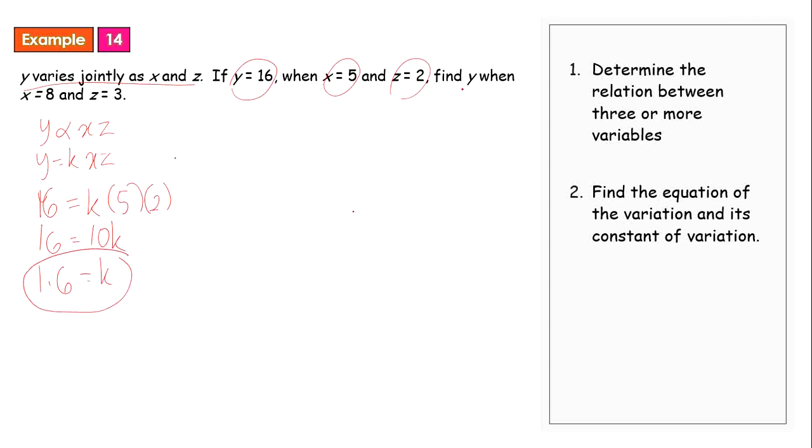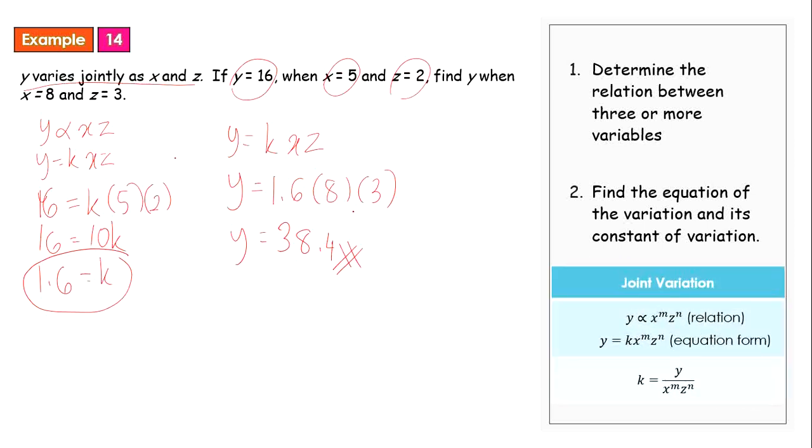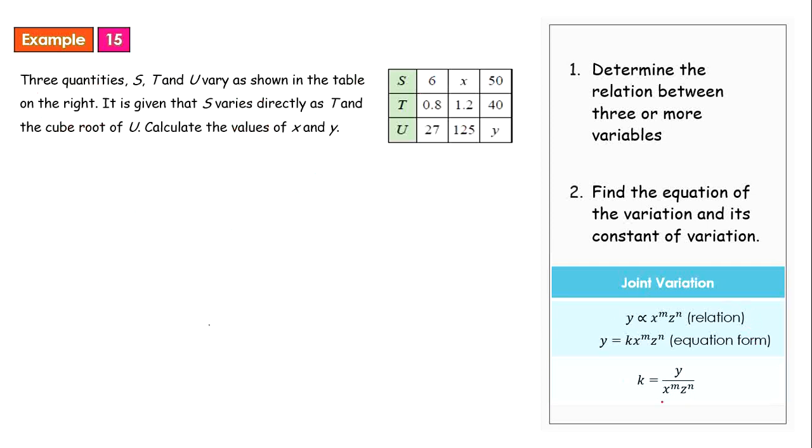Then, kita bolehlah cari nilai y yang dia nak ni. Okay, so write the equation again. Y equals kxz. So, y kita nak cari. K is 1.6. X is 8. And z is 3. So, the value of y will be 38.4. Okay, so this is the formula dibagi.